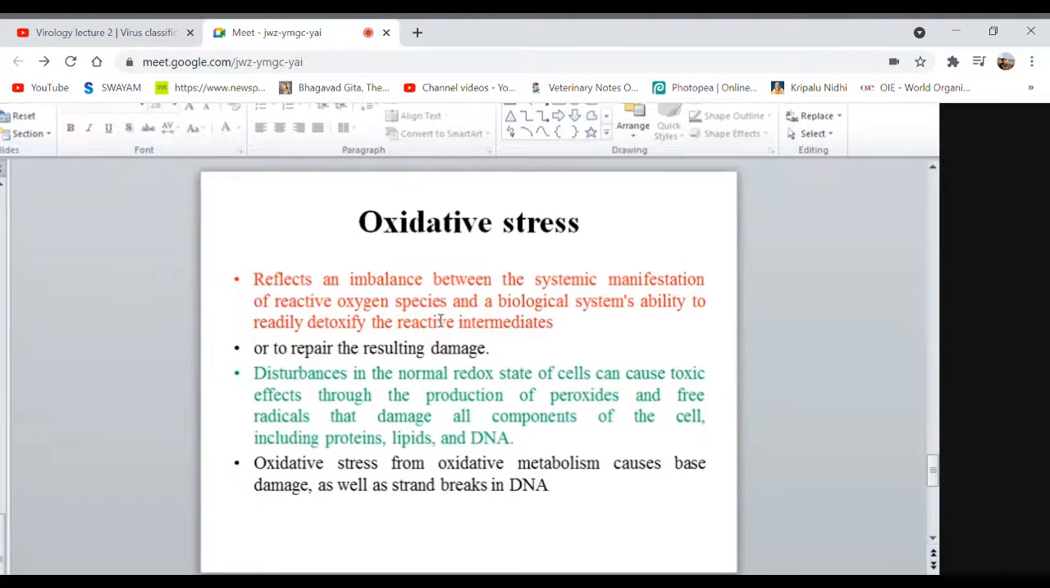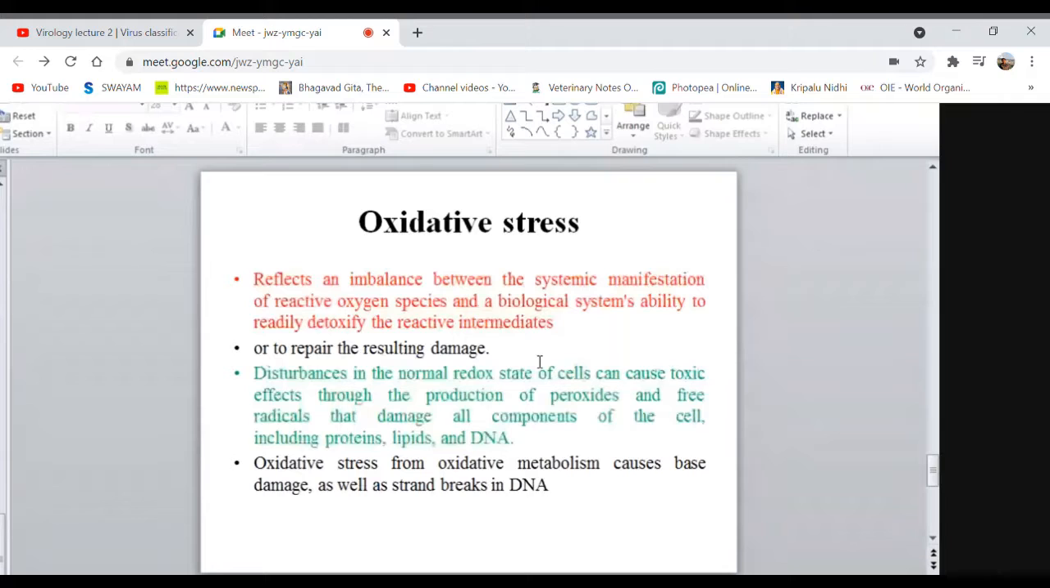So oxidative stress. Many of you might be acquainted with this. Oxidative stress is stress due to oxidation in our body, because of different products that result from the oxidation inside our body. This oxidative stress reflects an imbalance between the systemic manifestation of reactive oxygen species.